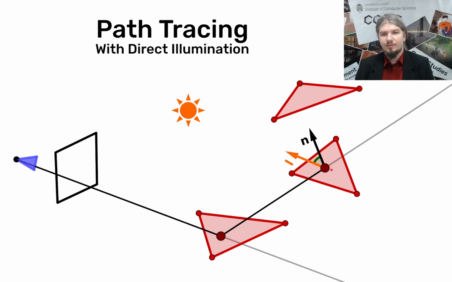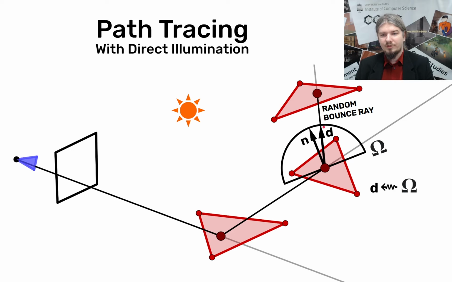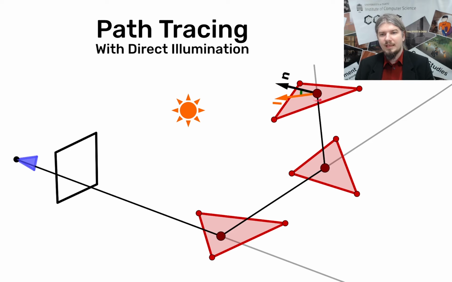At that intersection point, we can again calculate the direct illumination. And we can continue doing it. So here again we have this hemisphere. We take a random direction from that hemisphere and we create another random bounce ray. And let's say we take the direct illumination at that point as well.